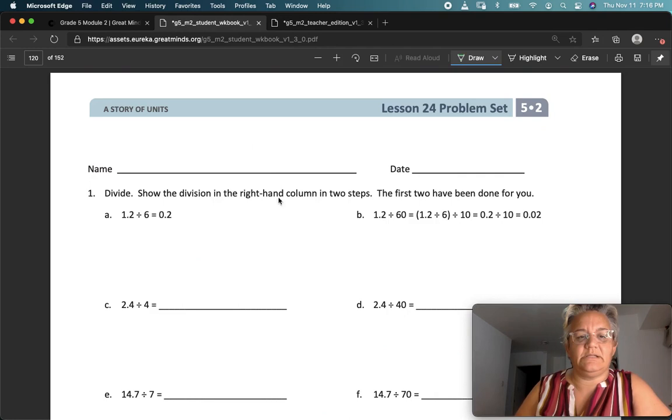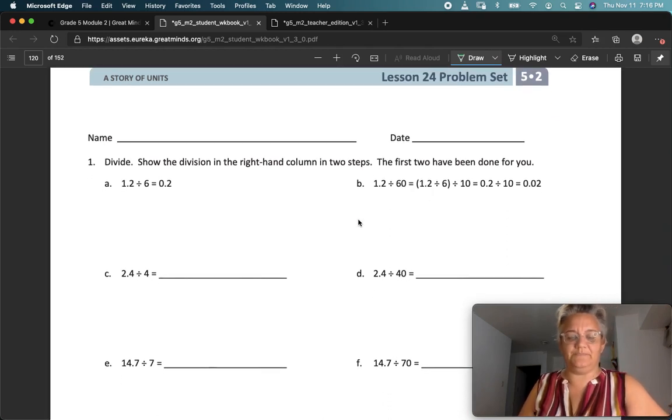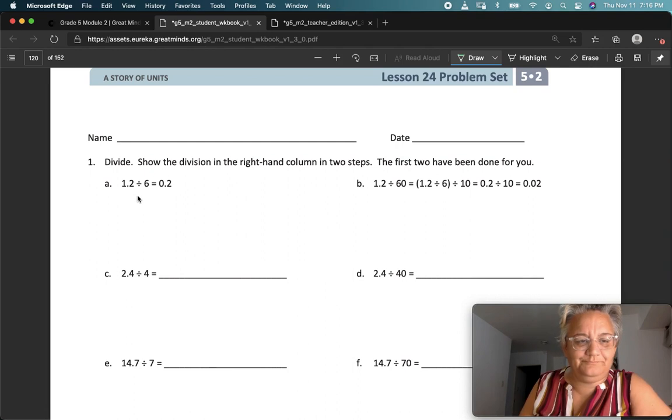So let's go to our problem set. Divide. Show the division in the right-hand column in 2 steps. The first 2 have been done for you. Okay, so what is going on here? Divide. Show the division in the right-hand column in 2 steps. First 2 have been done for you.